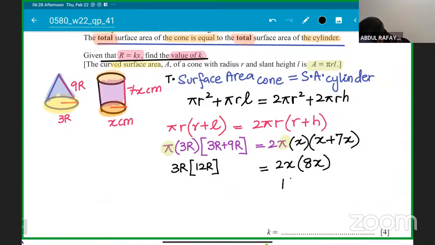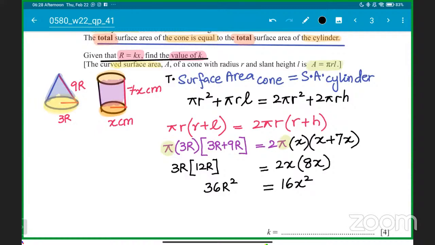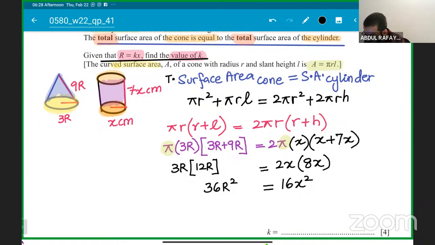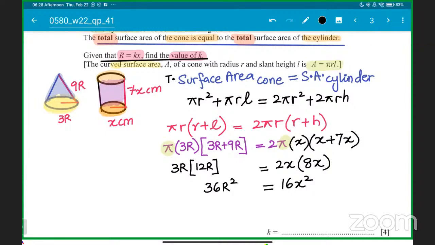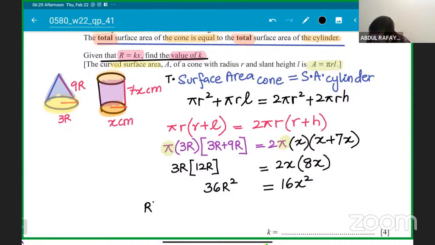So here we go. This is coming as 16x square. This is coming as 3 12s are 36r square. Is everyone getting it clear with me? Any questions? So 3 12s, I'm getting 36r square is equal to this thing. So r square is equal to 16x square over 36, right, everyone?